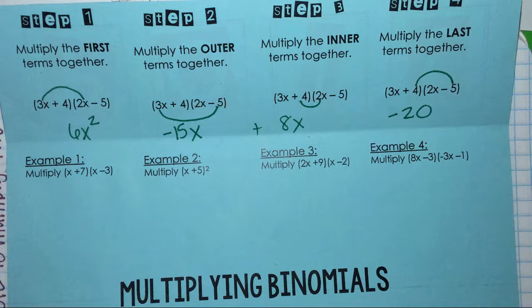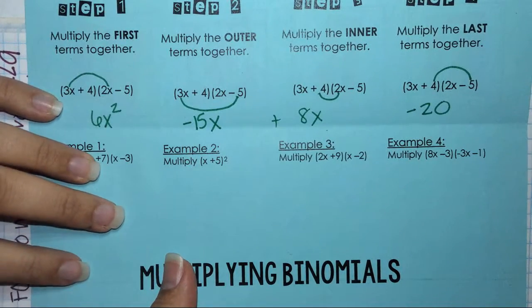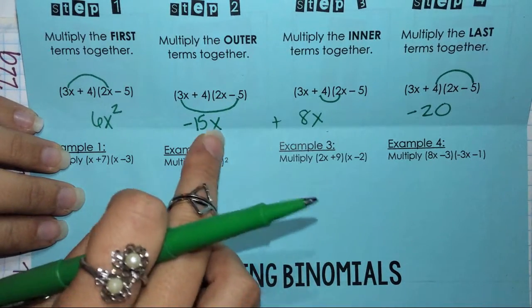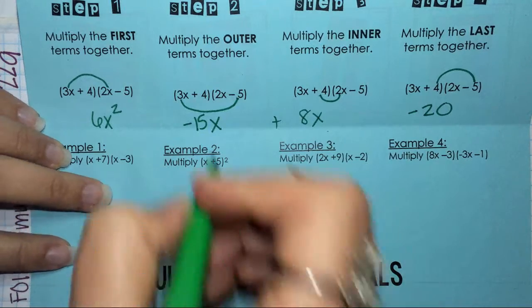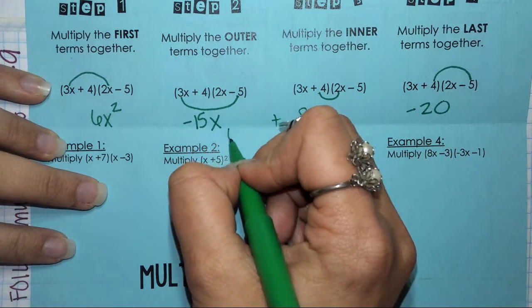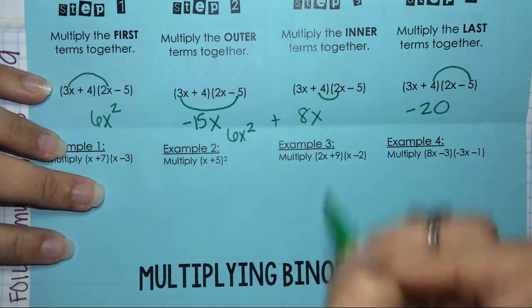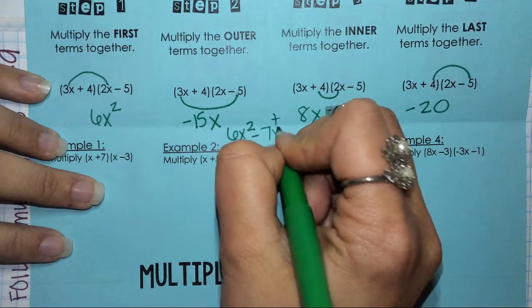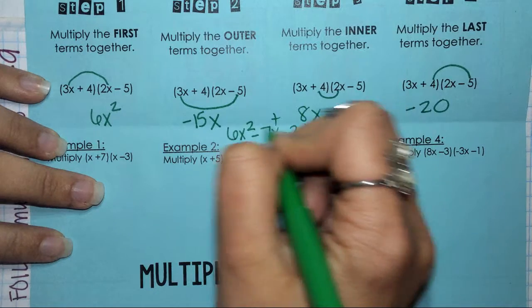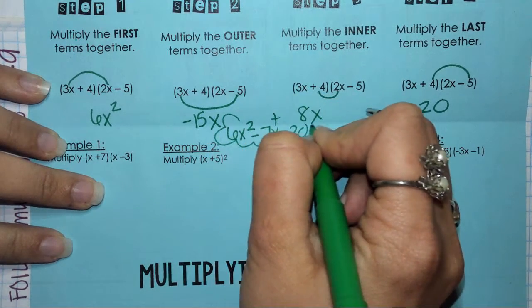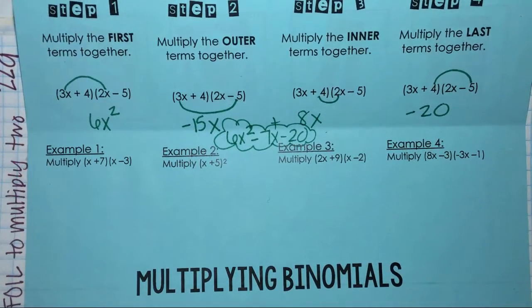Alright, then you combine like terms. Do you see any like terms up there, babies? Yes, I do. Which ones? What is negative 15x plus 8x? Negative 7x. It is. Take a point, Troy. So you rewrite it. You bring 6x squared down, minus 7x, minus 20. And we're done with our first FOIL problem.